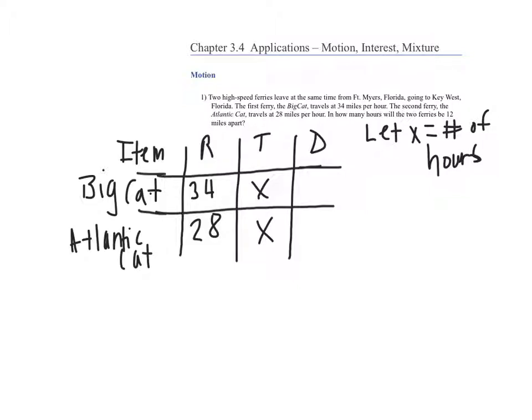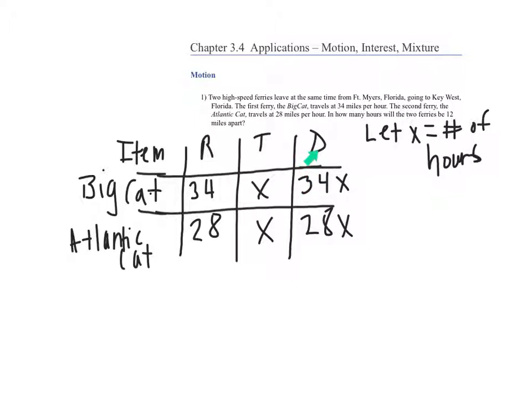When you set up chart problems, you usually end up filling in two of the columns, in this case the rate and the time column. The third column, they didn't tell you anything about the distance specifically. You don't know the exact distance. You want to know when they'll be 12 miles apart. So the distance here comes from our formula. Rate times time equals distance. So this column here will be the 34 times x, and down here it'll be 28 times x.